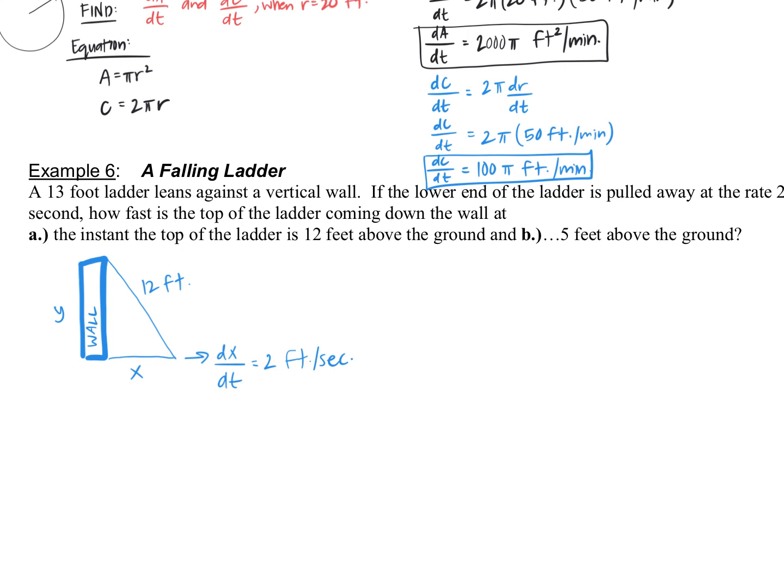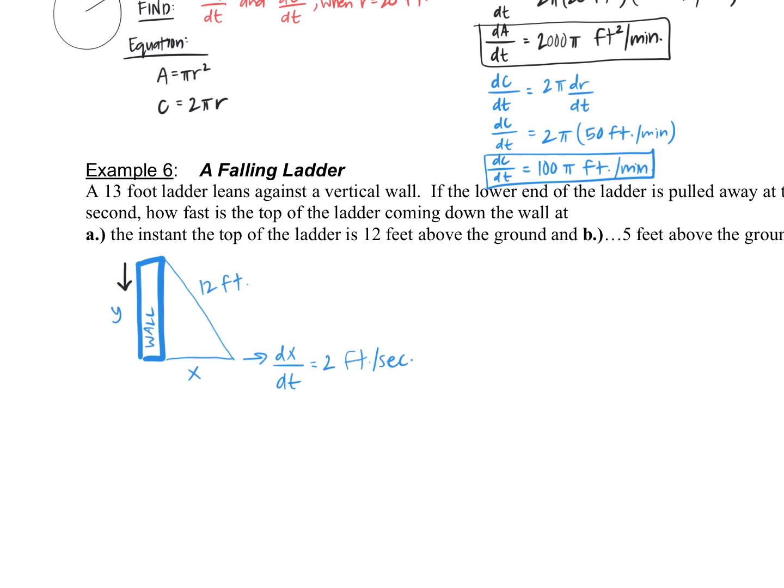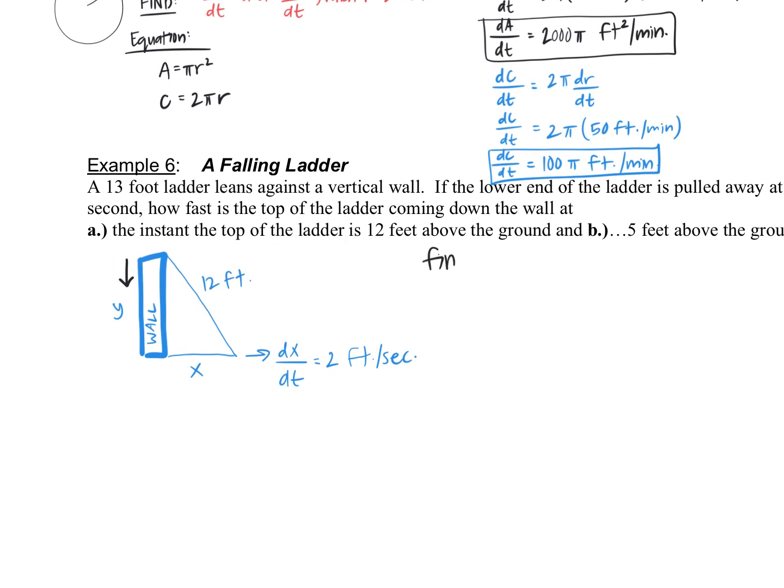Okay, so going back to that question here, it's asking us how fast is the top of the ladder coming down the wall? So that means we're looking over here at how fast is this coming down. So we're trying to find dy/dt, specifically when the top of that ladder is now at 12 feet. Oh, I made a mistake. This should be 13. Okay, so specifically when your y value is equal to 12 feet.